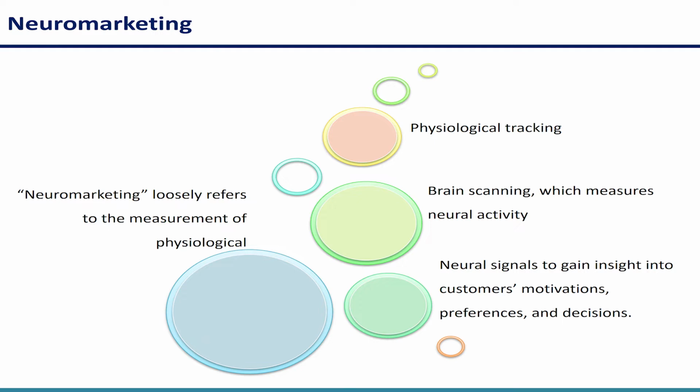So brain scanning measures our neural activity, like psychological tracking, which measures our sensors, like eye movement and other proxies for that activity. These are the most common methods for the measurement. So this is happening with the help of our neuron processes.